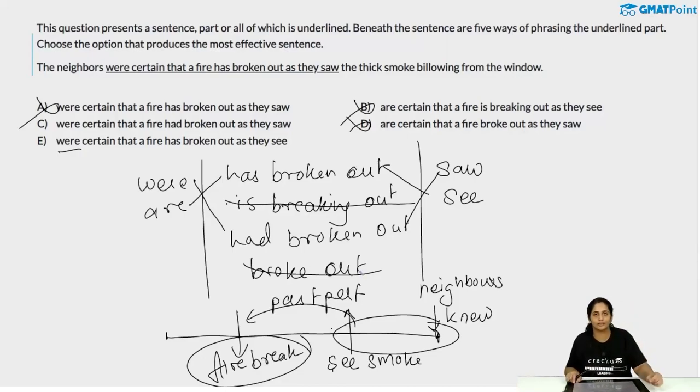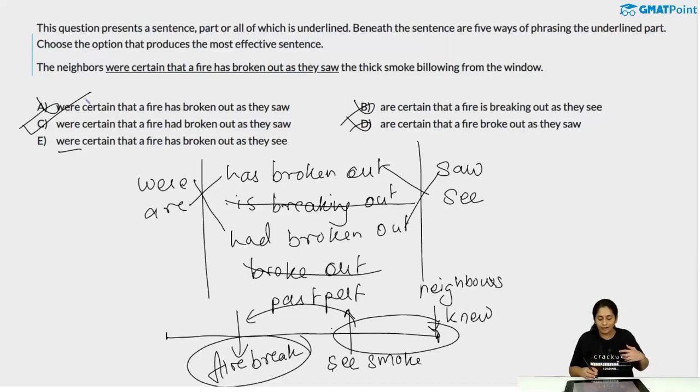original sentence says "were certain". So when you change from "were certain" to "are certain", you are changing the meaning of the sentence. You are now shifting the sentence that was situated in the past to now being situated in the present. Most of the sentence is situated in the past, so you can't change it to "are certain, has broken out", etc. So the only sentence which is grammatically correct and is consistent in meaning with the sentence that was given is "they were certain because a fire had broken out as they saw the smoke billowing out." So the correct answer is option C.